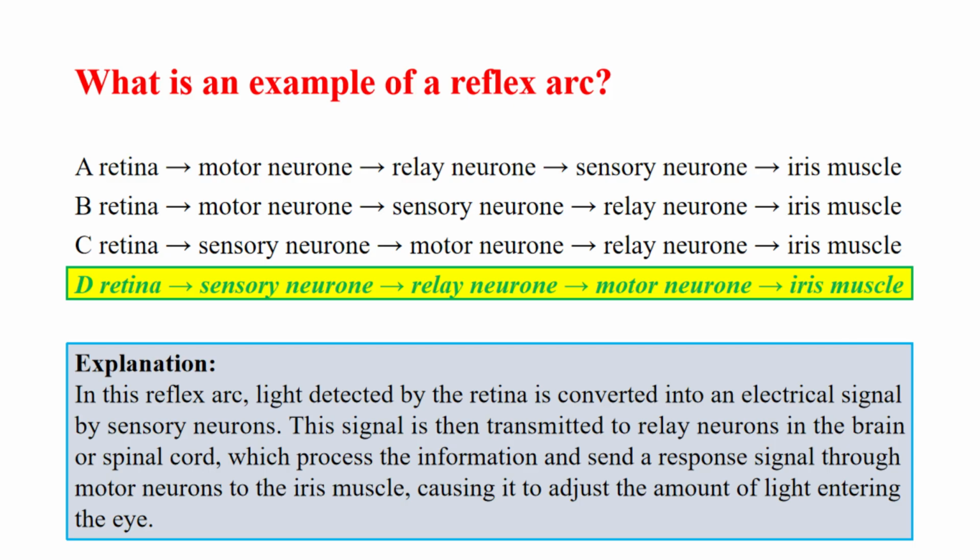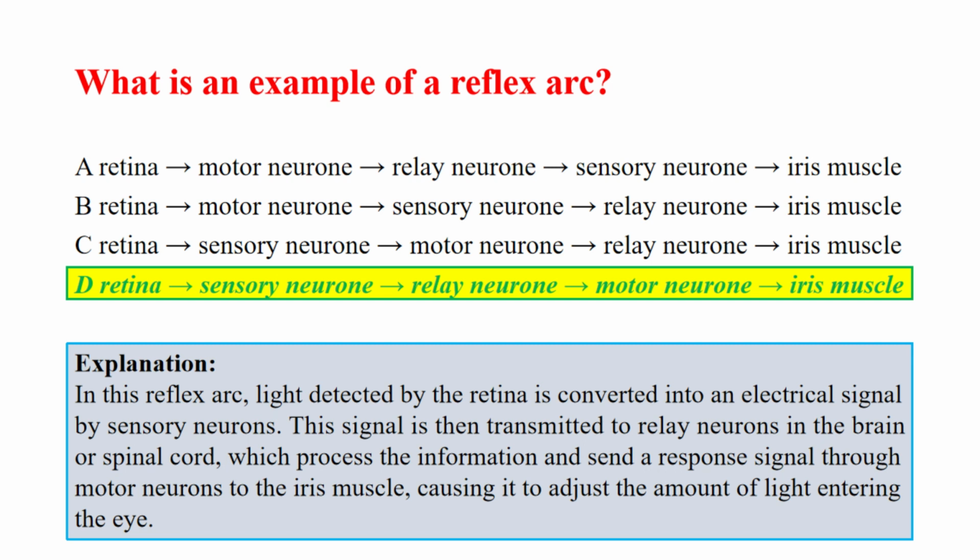Let's break it down. 1. Retina. The process begins when the retina detects a stimulus, like light. 2. Sensory neuron. This detection is then sent through sensory neurons, which carry the signal from the retina to the central nervous system. 3. Relay neuron. In the central nervous system, relay neurons process the information and determine the appropriate response.